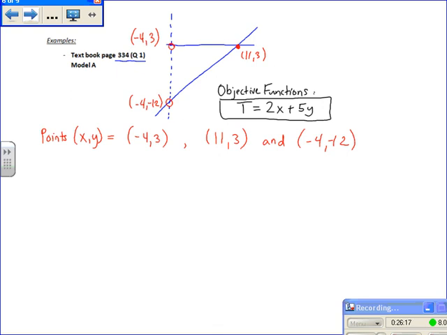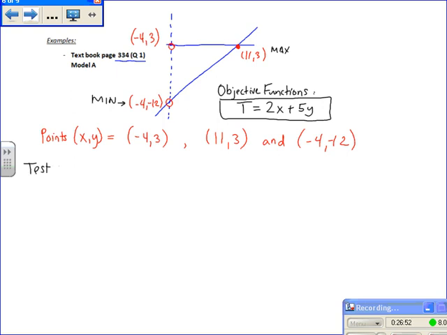Just by looking at the equation, you could take a good guess. You might guess that this point up here might give you the max. That's a pretty good guess because they're both positive values, 11 and 3, so x and y would both be positive, and we get a pretty big number for T. And you might guess that this one over here, a negative and another negative, will give me the minimum, and those would be really good guesses. We can also check them by plugging all 3 points into our objective function. So let's do that.